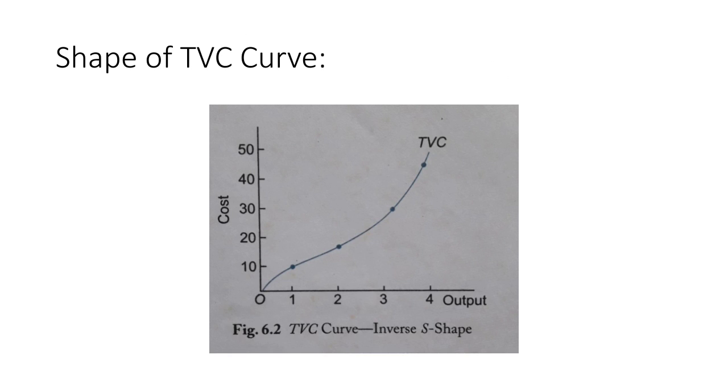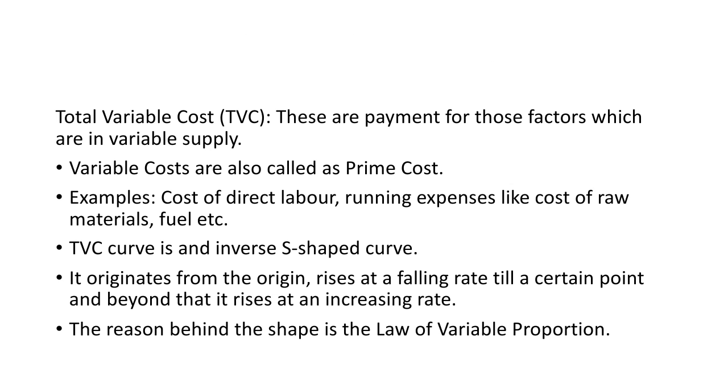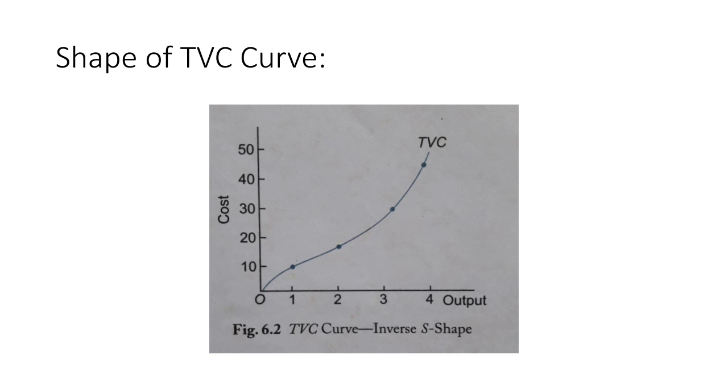So now you can see the shape of the TVC curve. It is like an S, that is an inverse S. So what does this show? It originates from the origin, and at first it rises at a falling rate. Then after reaching a point it increases at an increasing rate. That's why the shape is like an inverse of S.